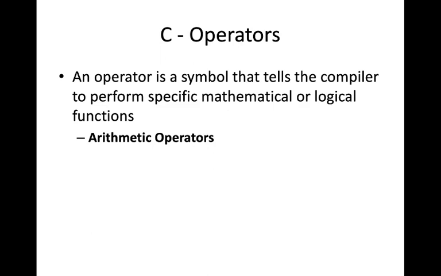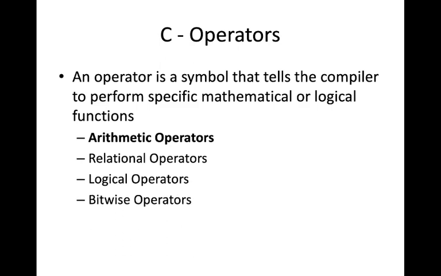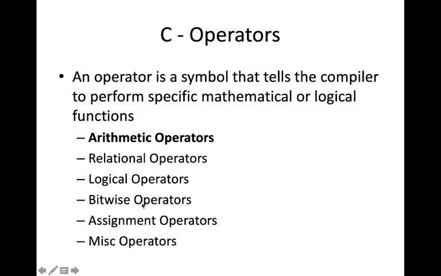So we have arithmetic operators, relational operators, then logical operators, bitwise operators, assignment operators, and there are some miscellaneous operators. So these are the different operators in C. In this lecture we will see arithmetic operators that can be used in programs. The first arithmetic operator is the addition operator. In order to add we have this plus operator.